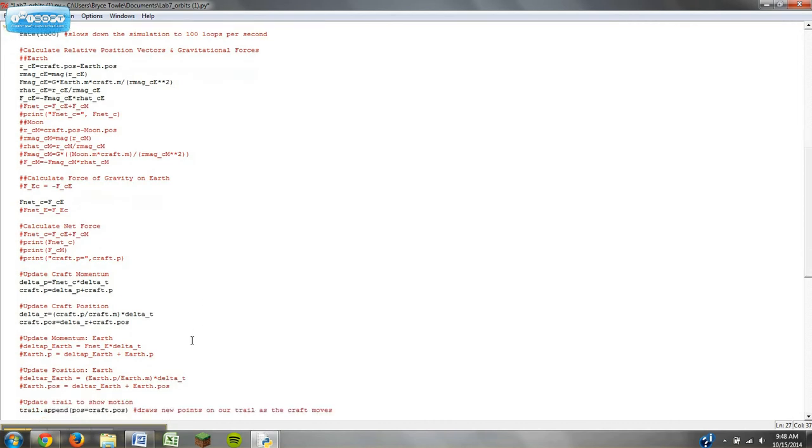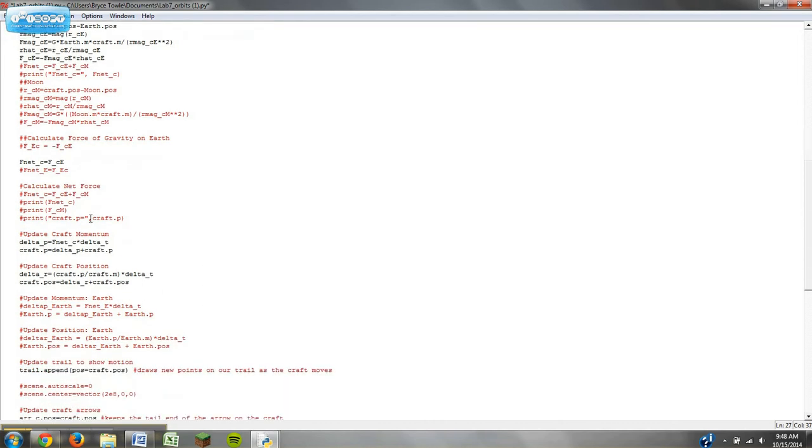The first thing we need to do here is update the craft's momentum. So we have delta P equals F net delta T. That's just the momentum principle: the change in momentum is equal to the net force times the time over which it's applied. That's pretty basic and easy to understand. But what is this F net C? This is the net force on the craft. How do we get that?